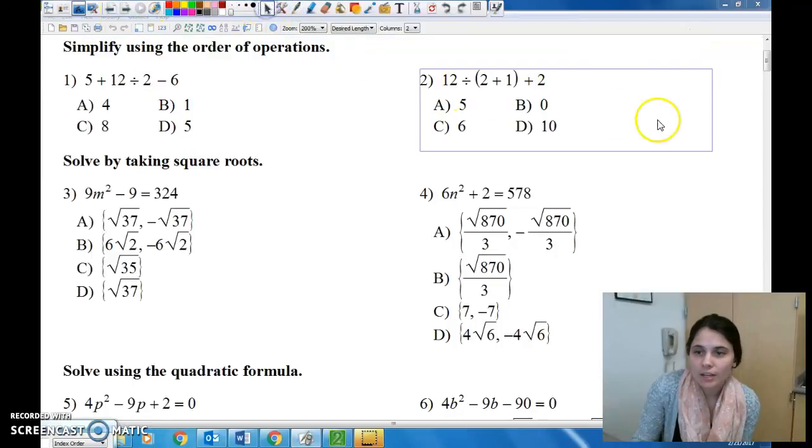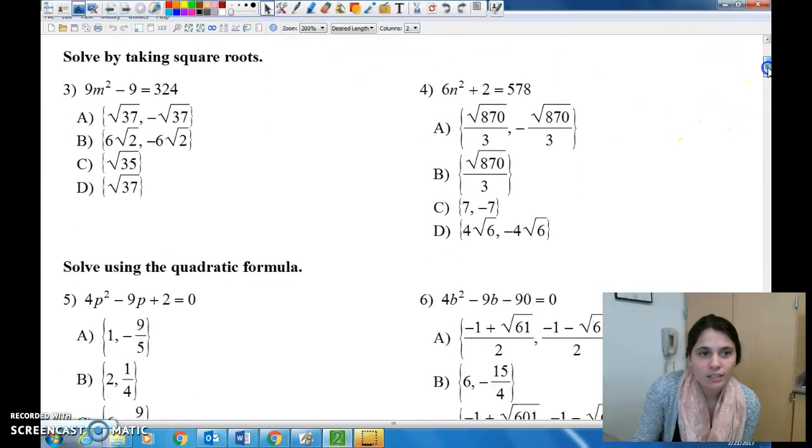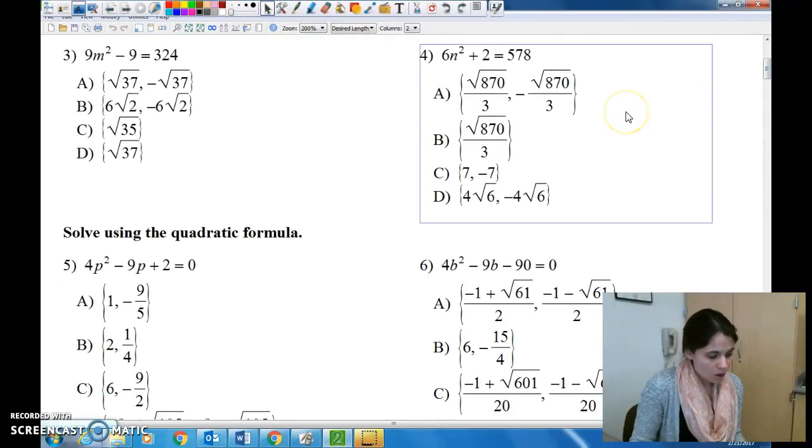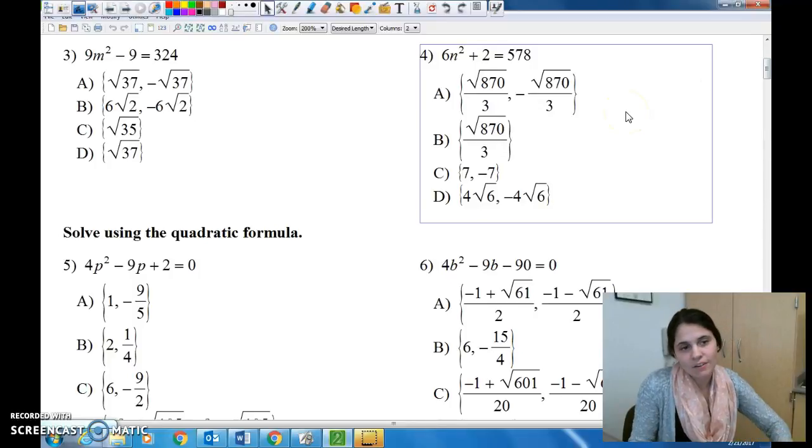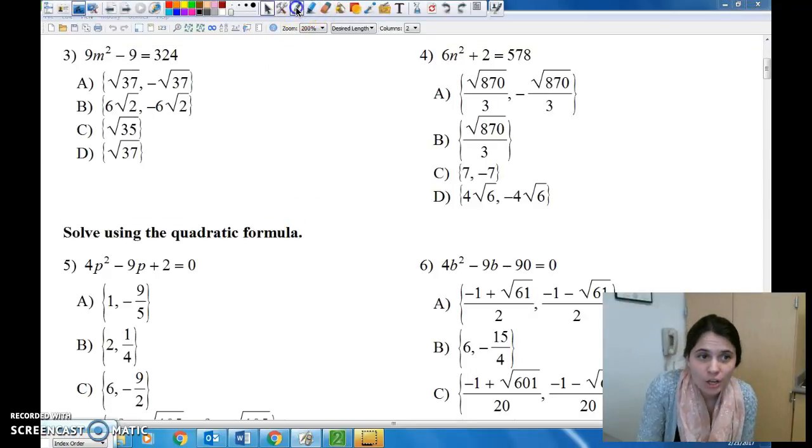All right, numbers 3 and 4, we're solving by taking square roots. The biggest problem I find that people have when solving by taking square roots is to make sure the square root is by itself first. So the first thing I need to do, I need this m squared to be by itself before I can take the square root of both sides.